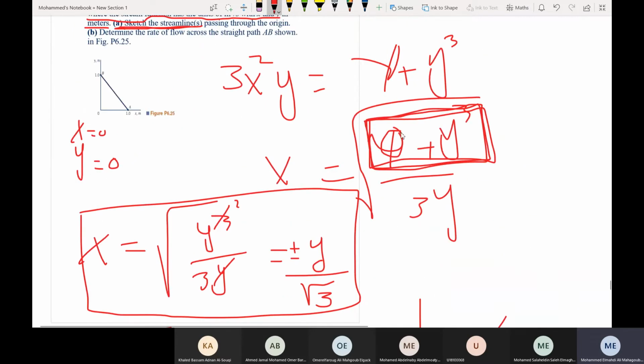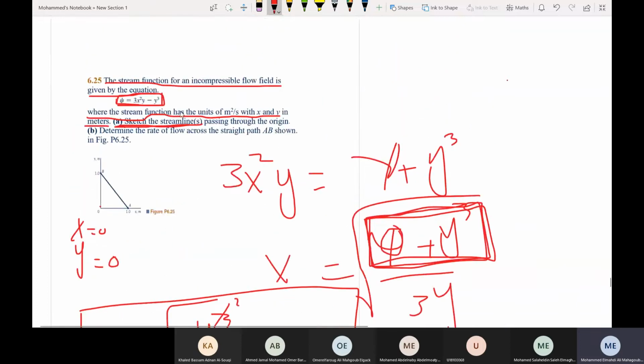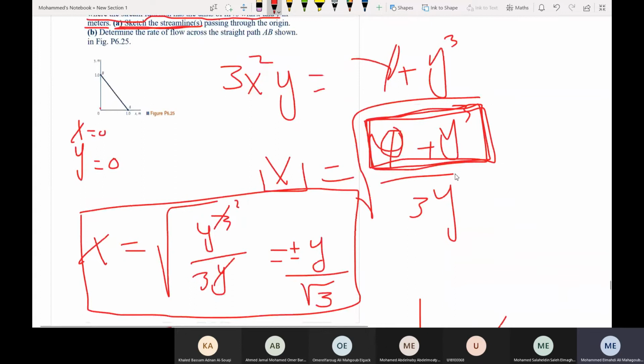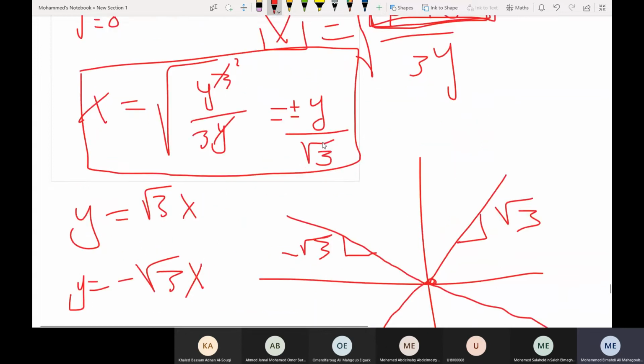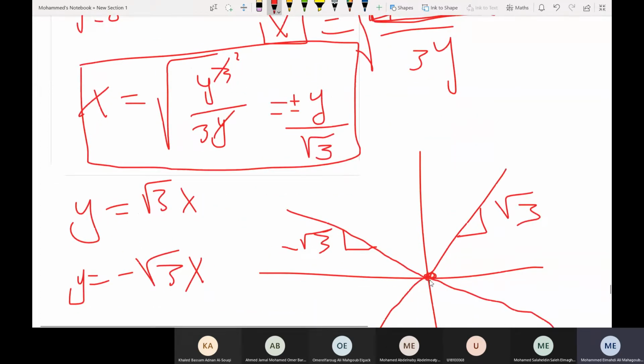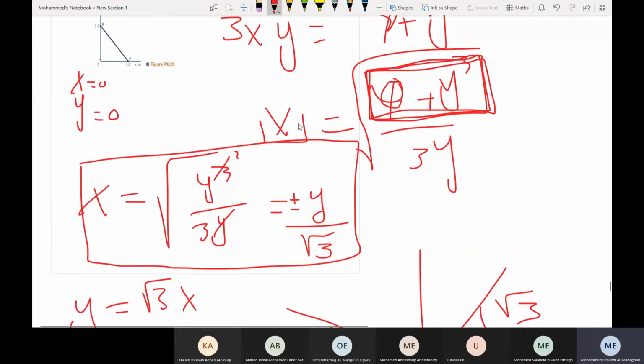Very easy, but check how can I satisfy that the streamlines pass through the origin. I need to get x alone or y alone to write the stream function. It's easier here in this example to get x alone, and then see what value of psi will give the sketch to pass through the origin. To be 0, we need the numerator or the denominator to be equal to 0. So psi should be 0 because y is 0 and x is 0.